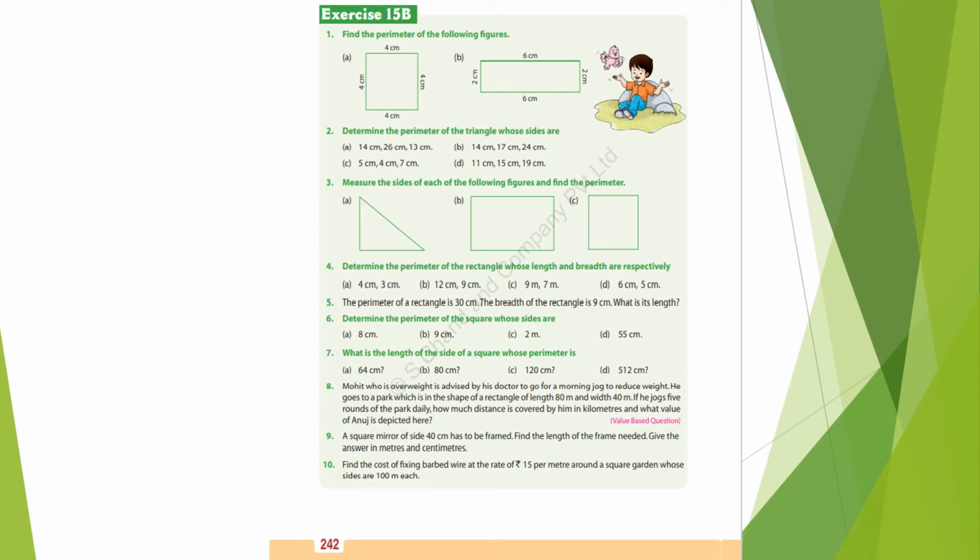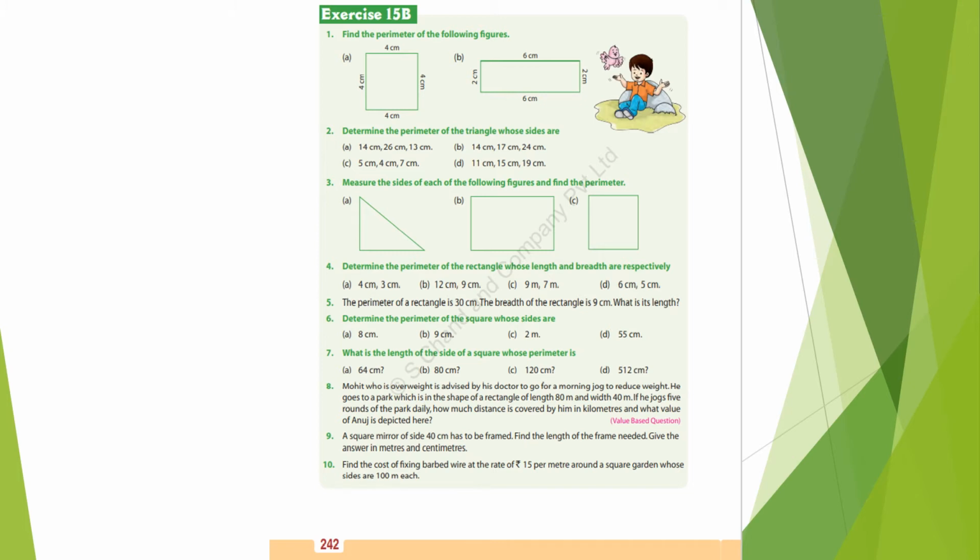And exercise 15b is very useful for you, so children may solve 15b many times just for exam purpose or for your concepts also. So question number 1 in 15b, find the perimeter of the following figures, in which the first is a square and the other one is a rectangle, right? So we know the formula, it is very easy for you. In question number 2 you have to determine the perimeter of a triangle whose sides are given. So every side is given, you just have to add the sides and you get the perimeter of the triangle.